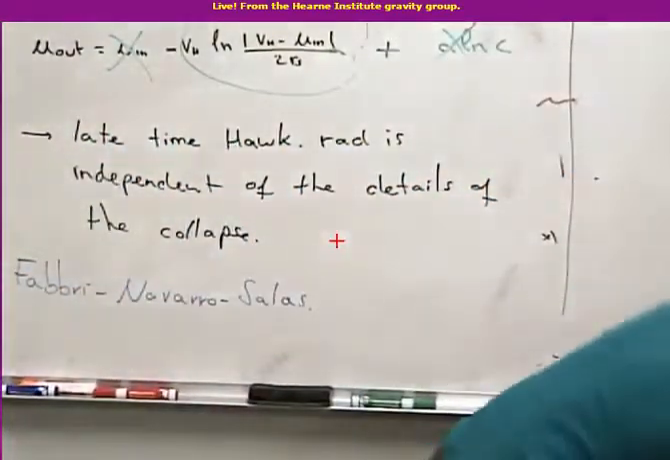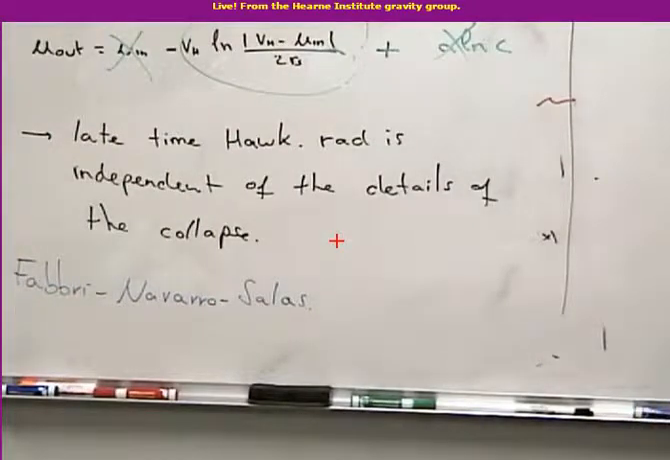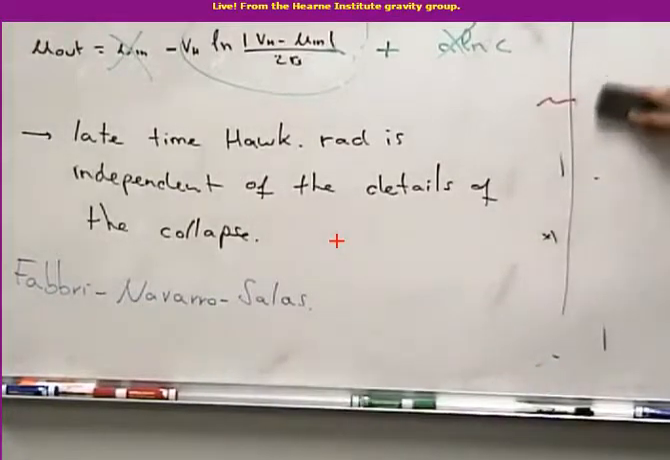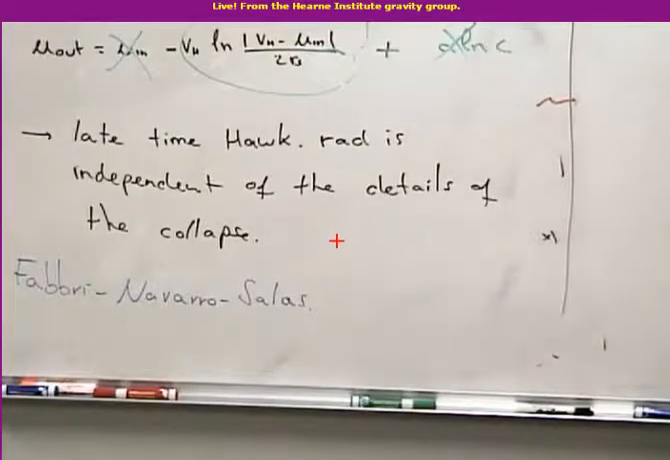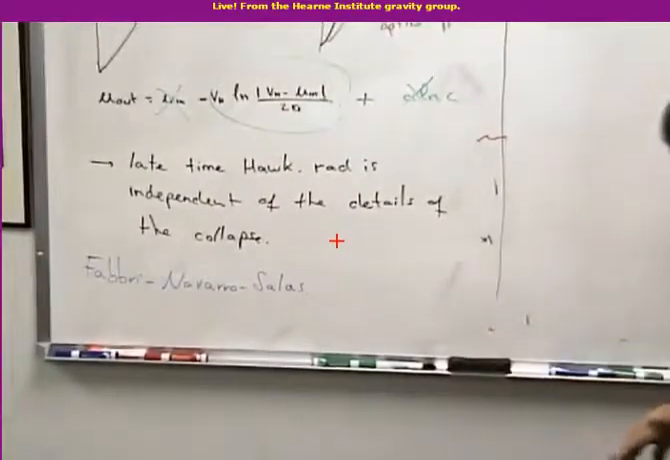So that is a very nice feature of Hawking radiation. All the complications of the star, how the black hole forms, are unimportant for Hawking radiation at late times. So this simple model that we use really captures the essential ingredients of Hawking radiation.